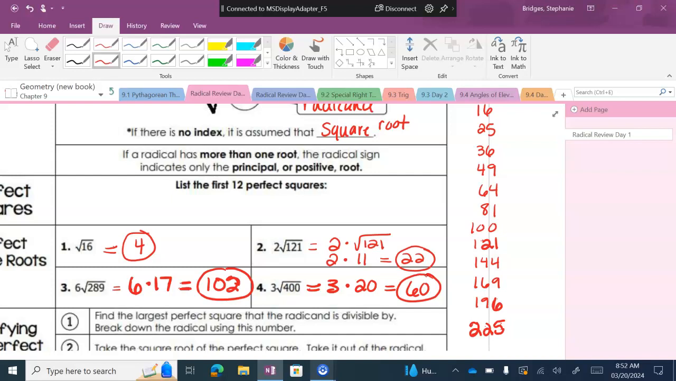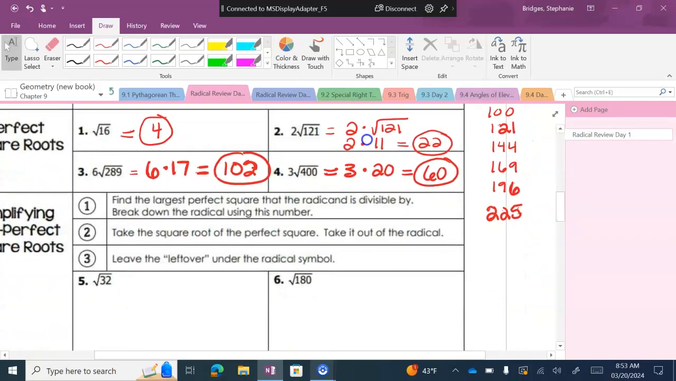Ready? So what it says is we're going to find the largest perfect square that the radicand is divisible by. So that divides into the radicand. That's the number under the radical sign. And we're going to break that down using this number. So I'm going to put the list up on the board so we have it to look at. Okay, so 1, 4, 9, 16, 25. This is the same list you have on your paper. Okay, we stopped at 15.